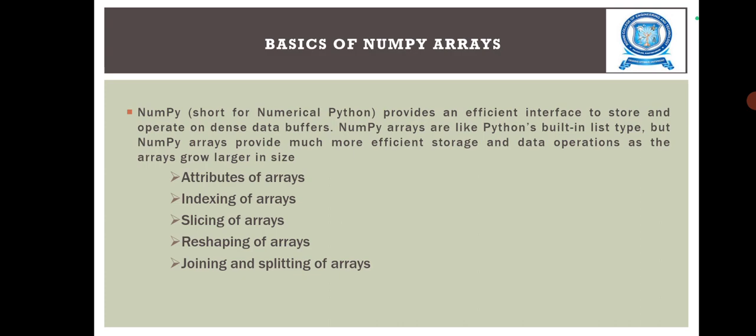Here are some categories of basic NumPy array manipulations. Attributes of array determine the size, shape, memory consumption and data types of arrays. The next one is indexing of arrays, getting and setting the value of individual array elements. The next one is slicing of arrays, getting and setting smaller subarrays within a larger array. The next one is reshaping of arrays, changing the shape of a given array. The next one is joining and splitting of arrays, combining multiple arrays into one and splitting one array into many.